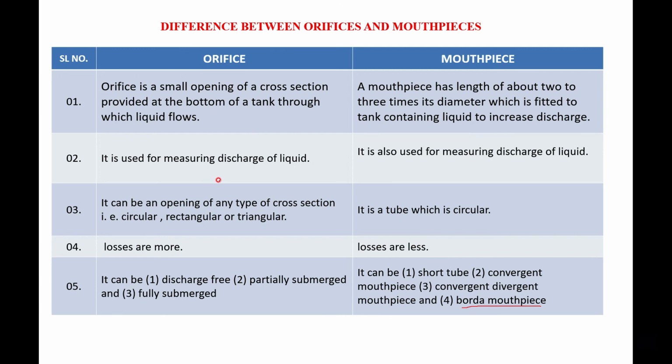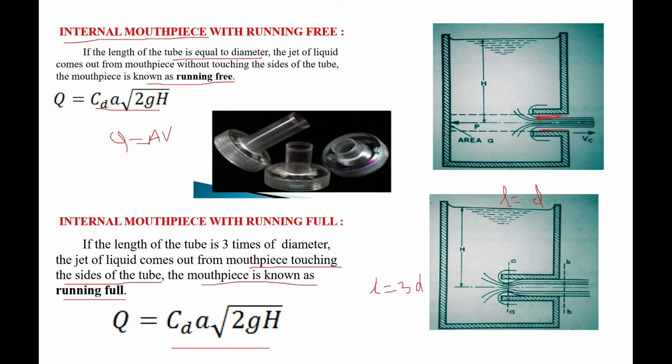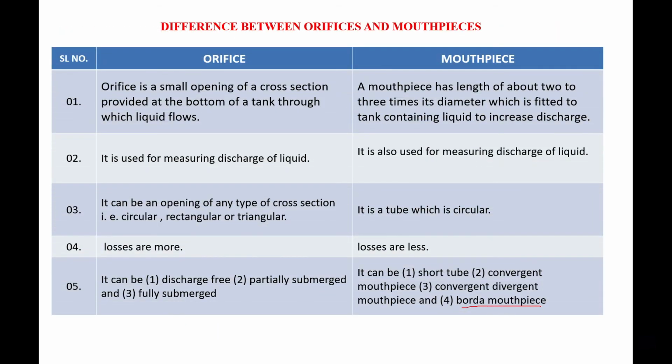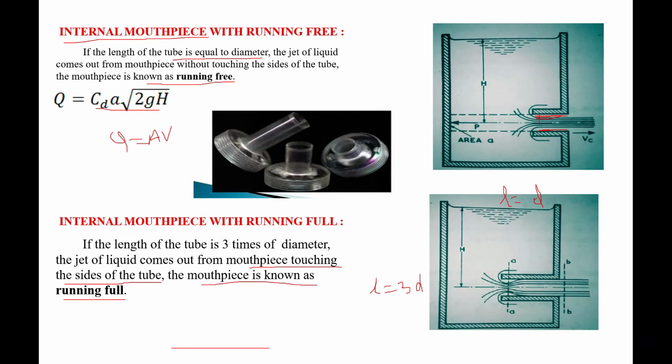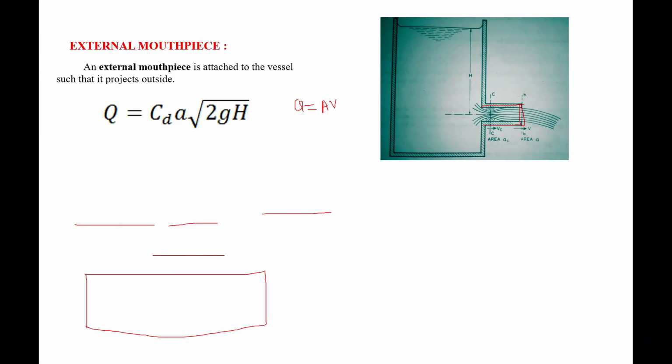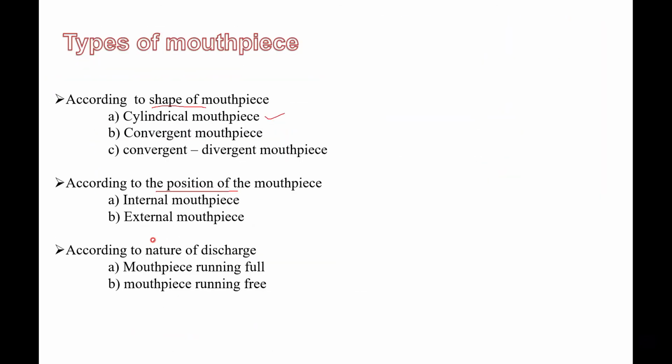I hope you all understood these things. Many times in exams they will ask the difference between orifice and mouthpieces, and also to classify the mouthpieces. For classification of mouthpieces, write like this: according to the shape, cylindrical, convergent mouthpiece, or convergent divergent mouthpiece; according to the position, internal mouthpiece and external mouthpiece; according to the nature of discharge, mouthpiece running full and mouthpiece running free. So these are some classifications made for the mouthpieces.